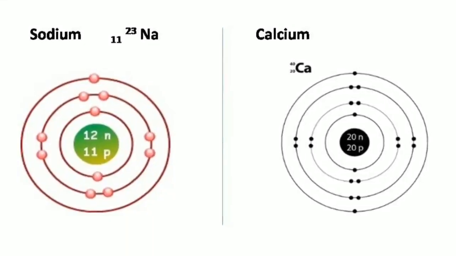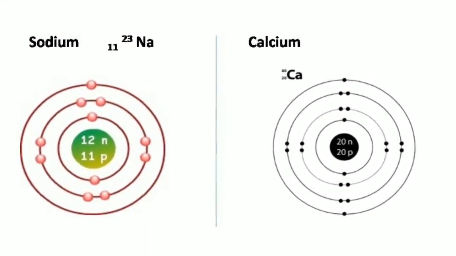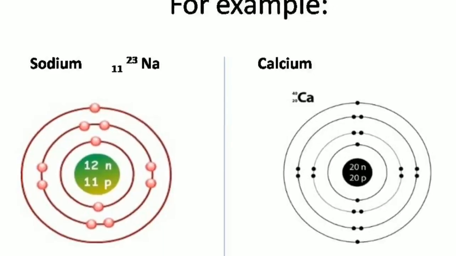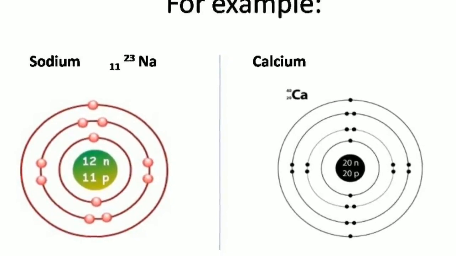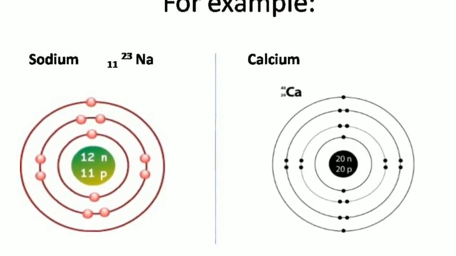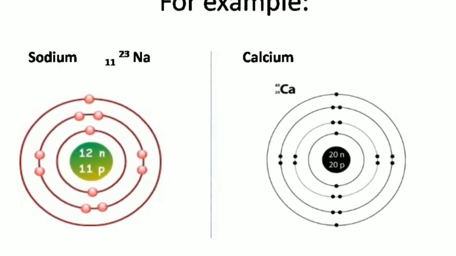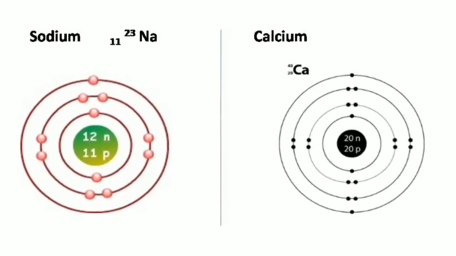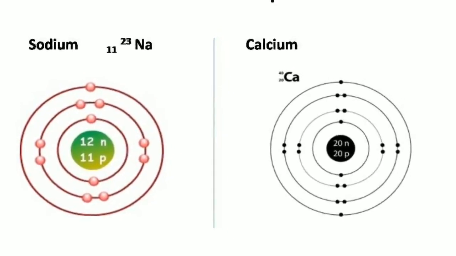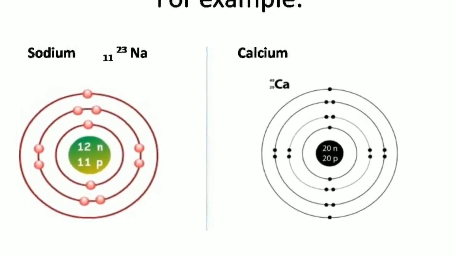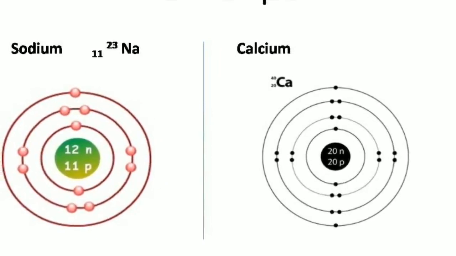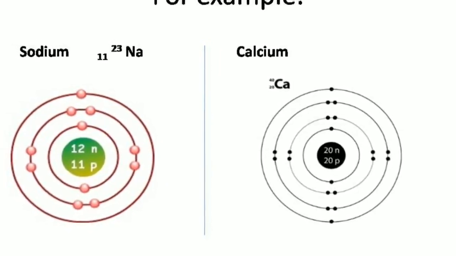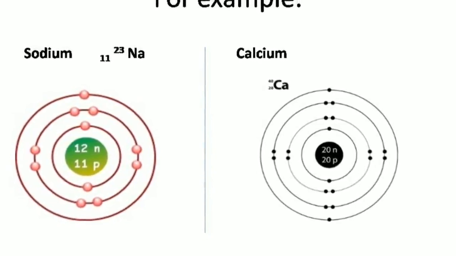For example, in sodium, mass number A is equal to 23, atomic number Z is equal to 11. As you can see in the diagram, sodium has 2 electrons in the K shell, 8 electrons in L shell and 1 electron in M shell. For example, in calcium, mass number A is 40, atomic number Z is 20. Similarly, 2 electrons are there in K shell, 8 in L, 8 in M and last 2 in N shell.